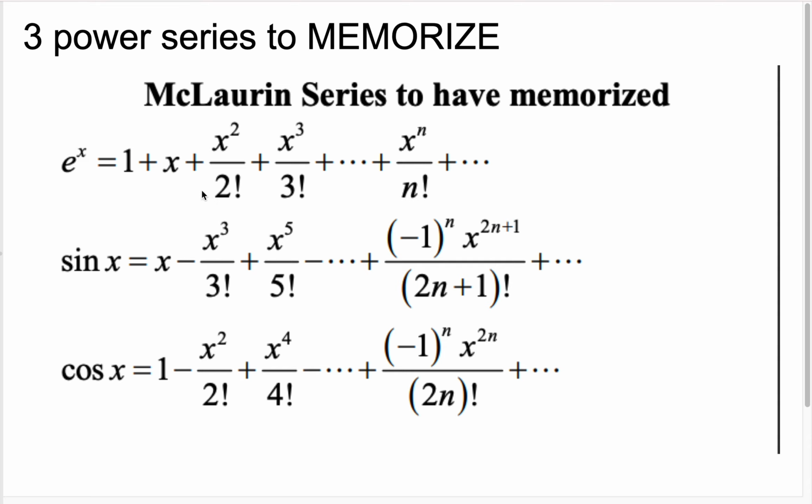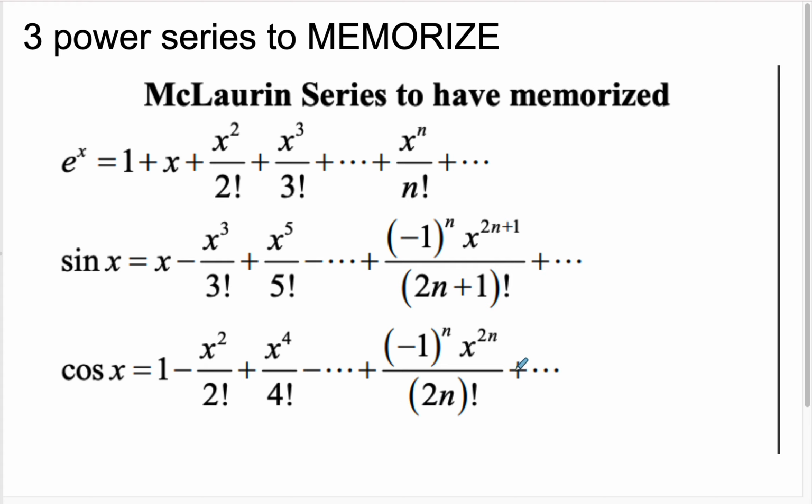There are three power series to memorize. They are Maclaurin: e to the x, sine of x, cosine of x. It's very helpful to memorize these. You can see the pattern here if you have to expand, and then the general form of the e to the x series. Sine of x, same thing, and the general form, cosine of x.